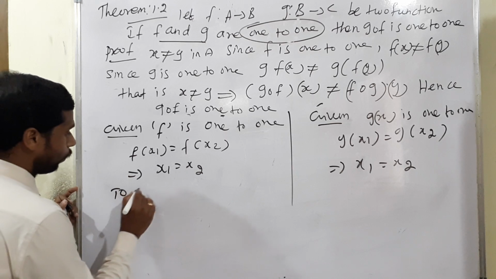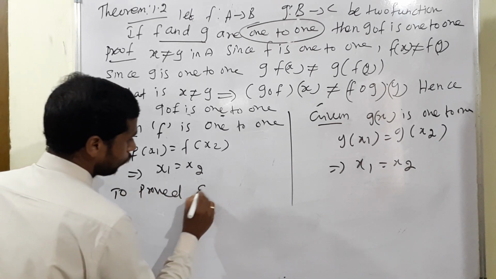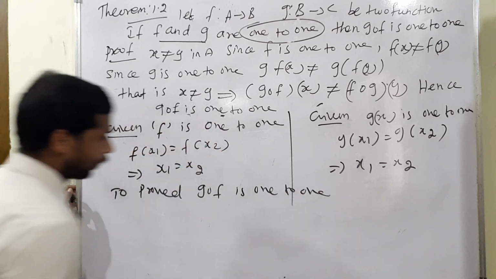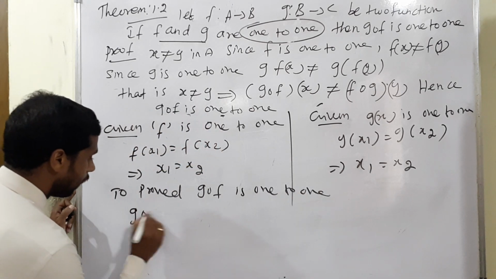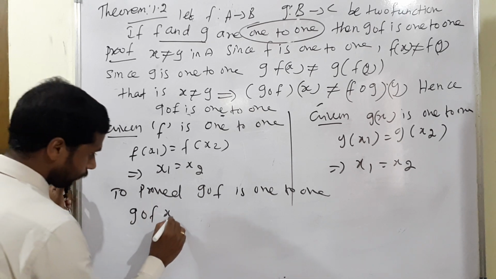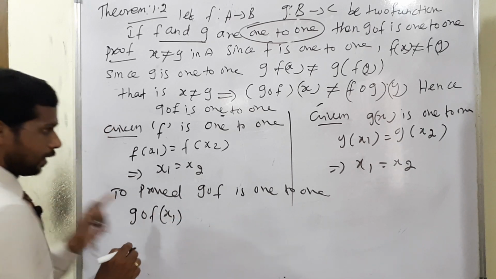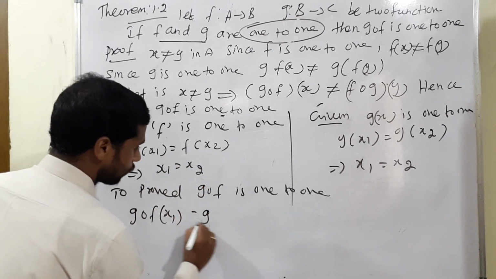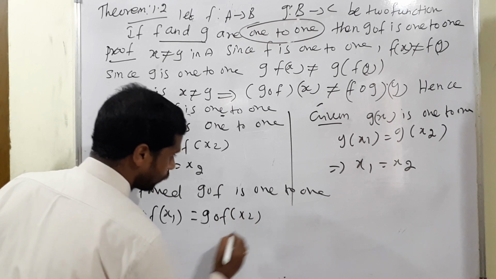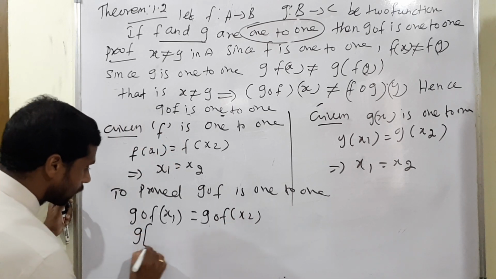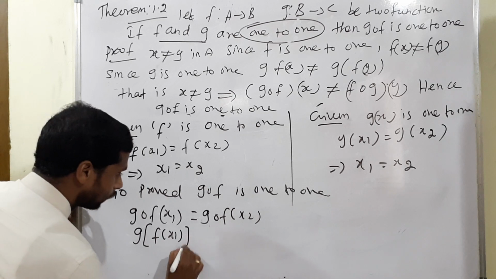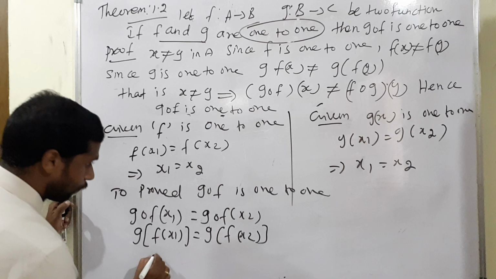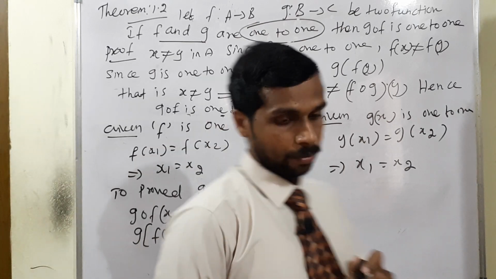So, to prove g dot f is 1 to 1, what we have to do? g dot f of x1, this is 1 to 1 means the main condition is it implies equal to equal, isn't it? This is also we can write g dot f of x2. So if you remove the dot, meaning the bracket, g of f of x1 is equal to g of f of x2. Therefore, I'll write it here.